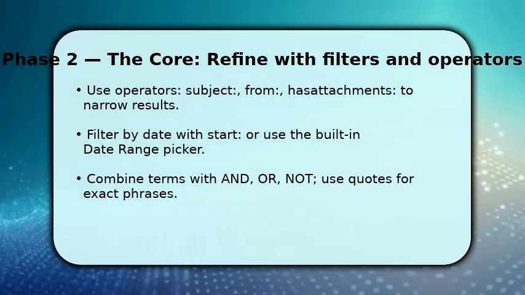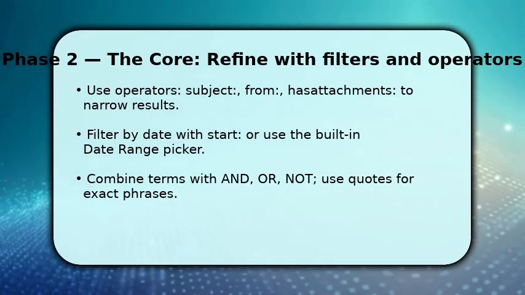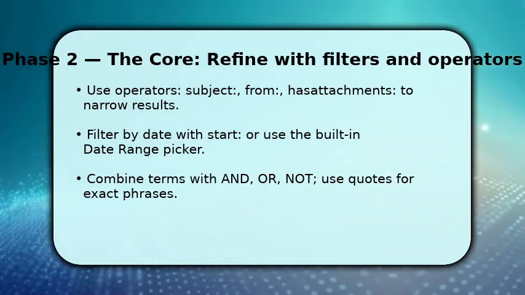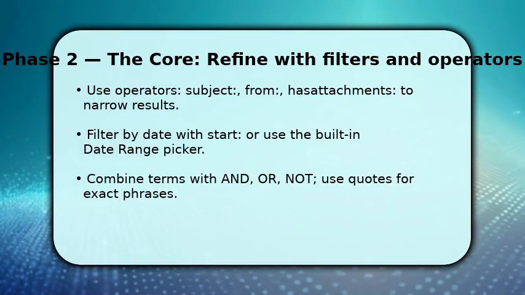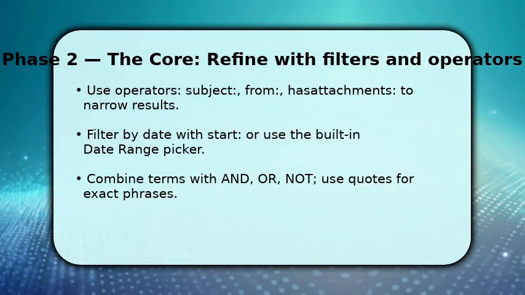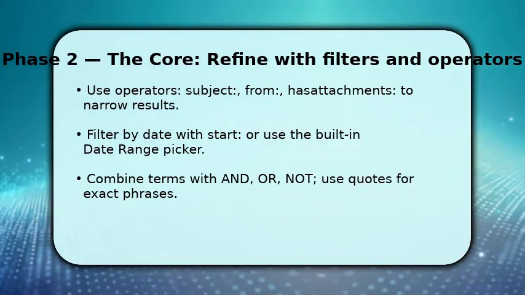Use the date range picker or start 2025-11-01 end 2025-11-30 to focus on a month. This reduces noise and speeds discovery, so you can act.